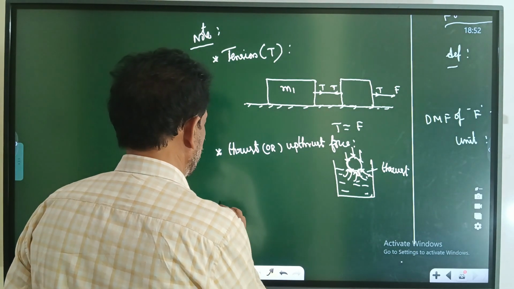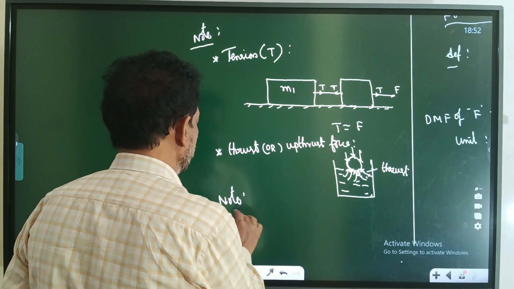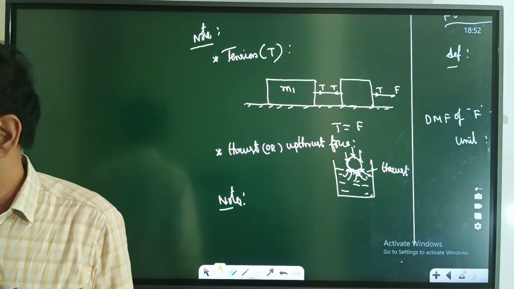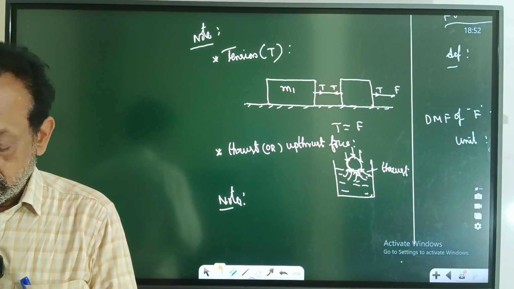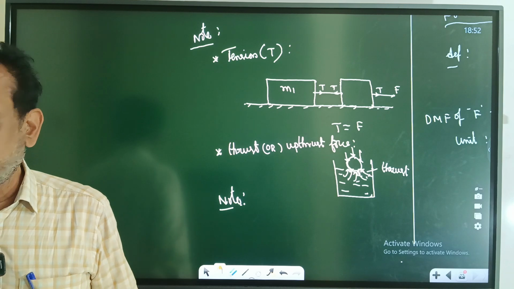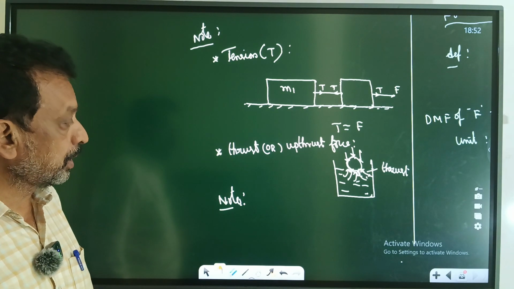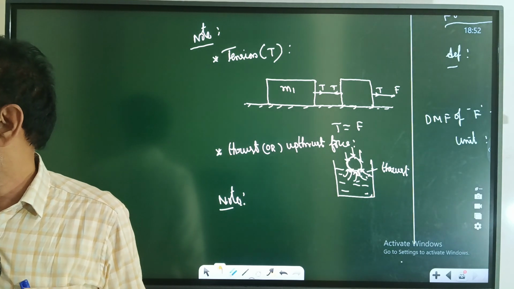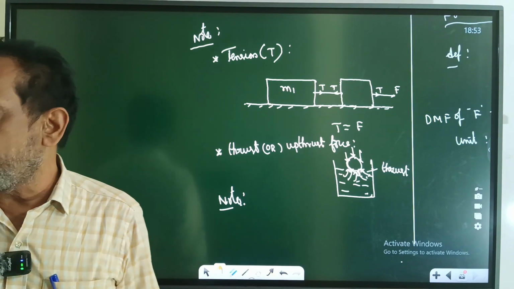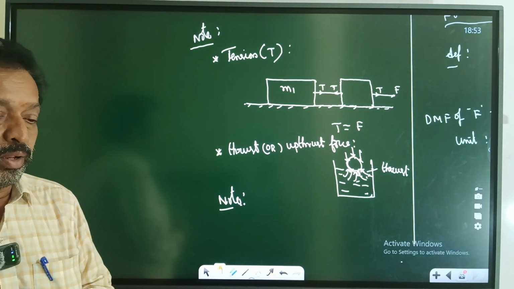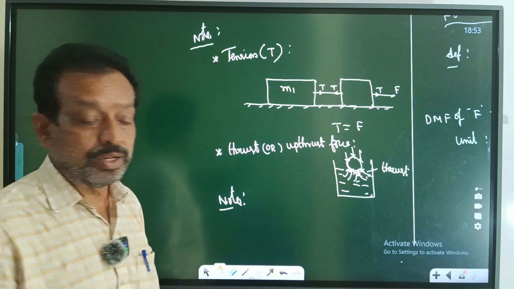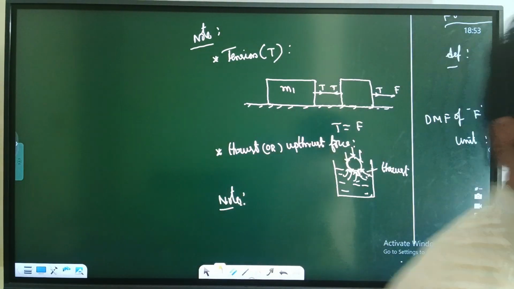Now write a note. Force, tension, thrust, all are having the same dimensional formula and units. Okay?